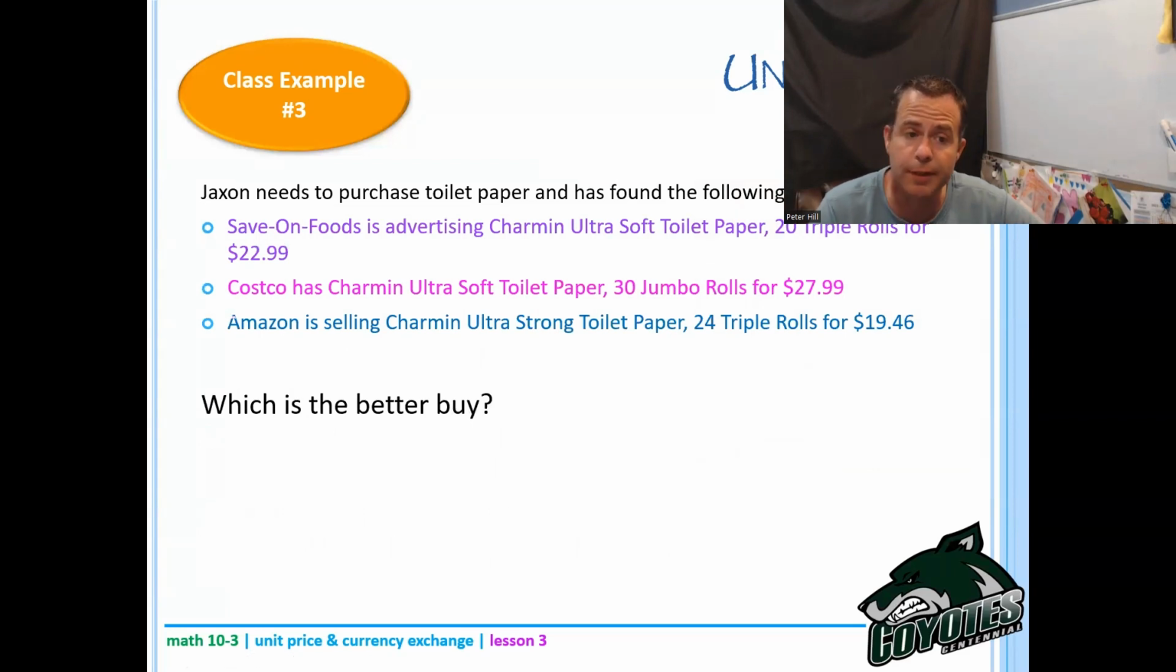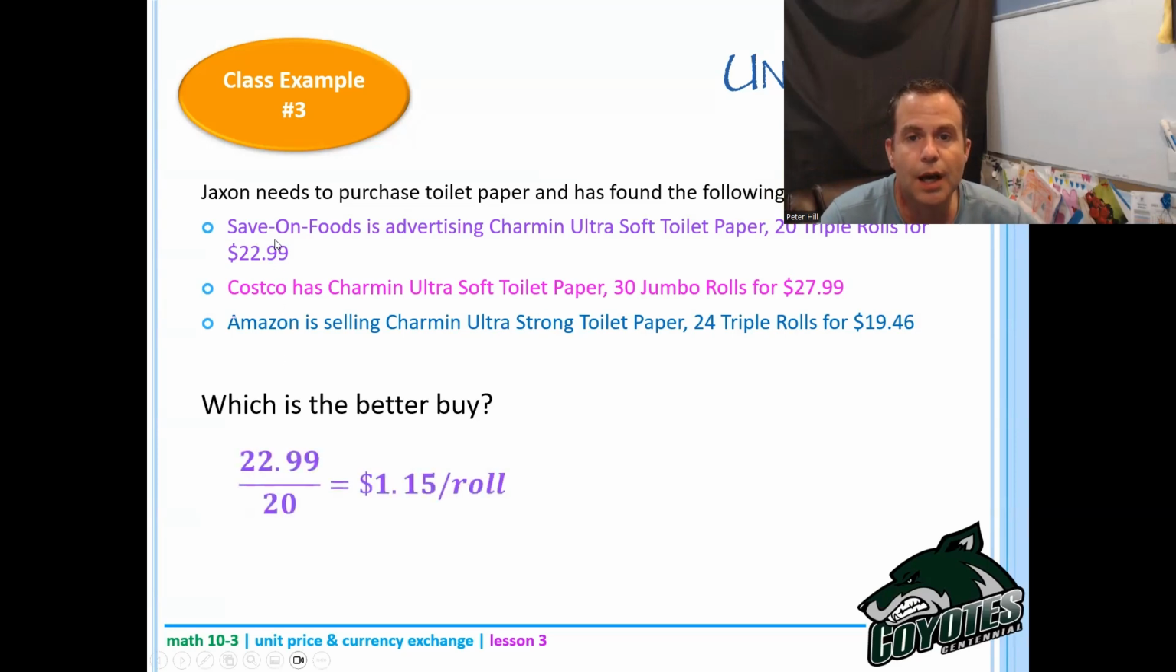So for each one of these, we're going to find the unit rate so that we can compare the unit rate. Remember, when we're trying to find the unit price, the dollar amount has to go on top, and then the quantity that you're buying has to go on the bottom. So I've color coded this for you. Save on Foods is purple up here and it's purple down here. 22.99 divided by 20. That's going to give me $1.15 a roll.